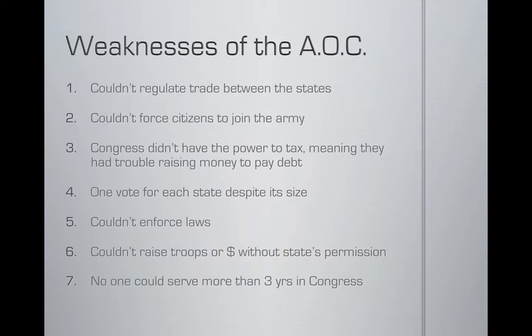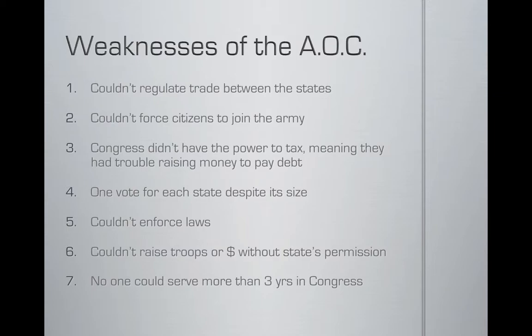They can't conscript or draft people into the army. So that means if there were to be a war or if Great Britain were to attack us again, we wouldn't have been able to get an army together because we couldn't force anybody to do that. They don't have the power to tax, which means they can't pay for an army anyways. So that's going to be an issue.